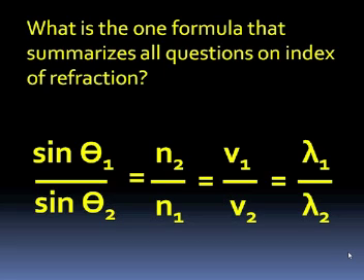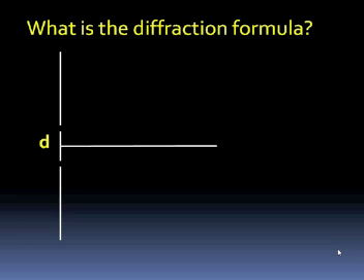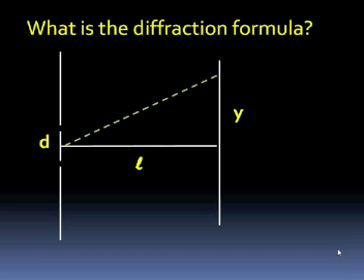Practice writing it out. Finally, in this review, what is the diffraction formula for a monochromatic wave going through 2 slits? Monochromatic, 1 color, 1 wavelength, 1 frequency. It passes through there, and we have distance d. Little d is the distance between the slits. L is the distance to the screen, which is huge compared to d. There's the screen. Now, distance y will be to the first fringe.